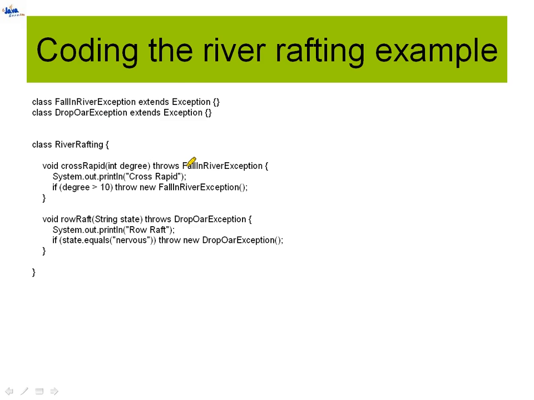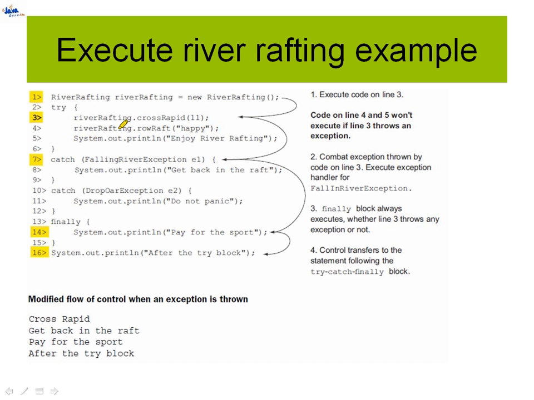Otherwise, if you fail to do either of these, the code won't compile. So the usage of these two methods is enclosed in a try block at line number 3. And because the degree of the rapid is 11, which is greater than 10, at runtime, line number 3 will throw an exception. So the control of the execution would come to line number 7.